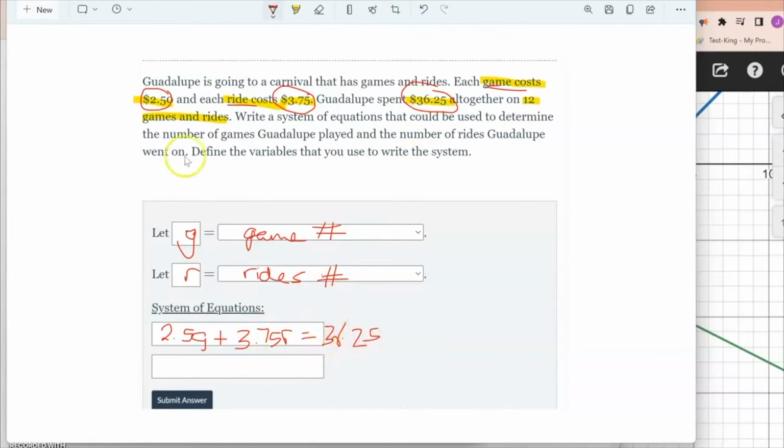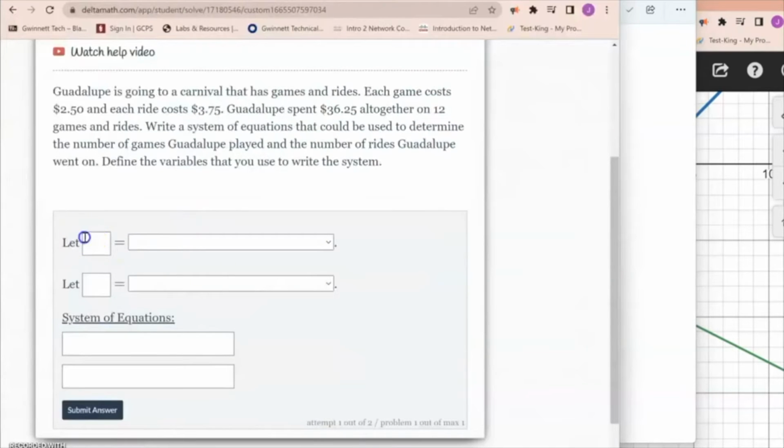And then when you have four numbers, so this is a four-number example, you set up money, money, money, something, something, something. And then the second equation, the last number is always going to be the variables added together. So G plus R is equal to 12. Okay, and that's it. So let G equal number of games, R equal number of rides. And then you type in those equations. I'm not going to type them in, but you type them in.